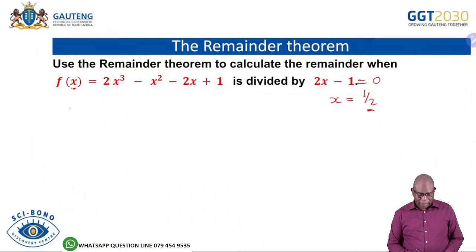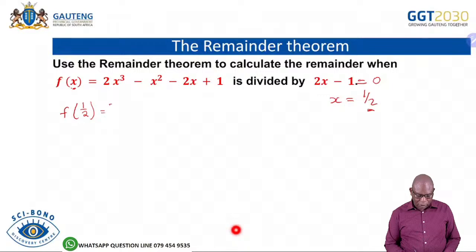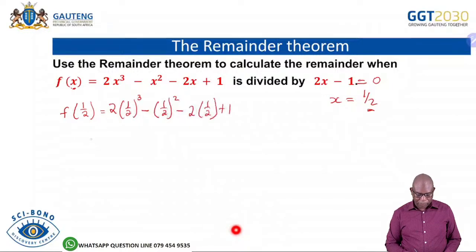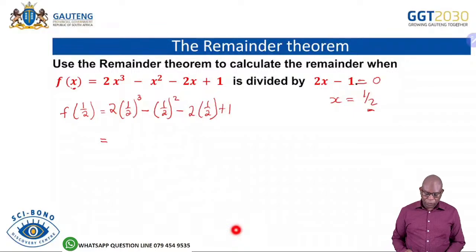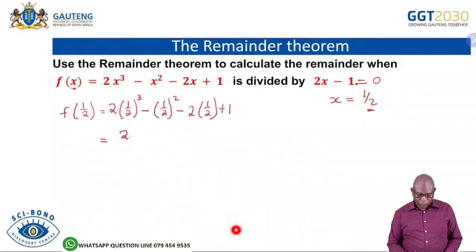But now here I need to look for f of a half, which means the value of x must be substituted by a half. So this is 2 into 1 over 8. Please don't do this; use a calculator directly from there. We have 1 over 4 minus the 2, and the 2 cancels out. I'm going to have a 1. Then I'm going to have a plus 1.